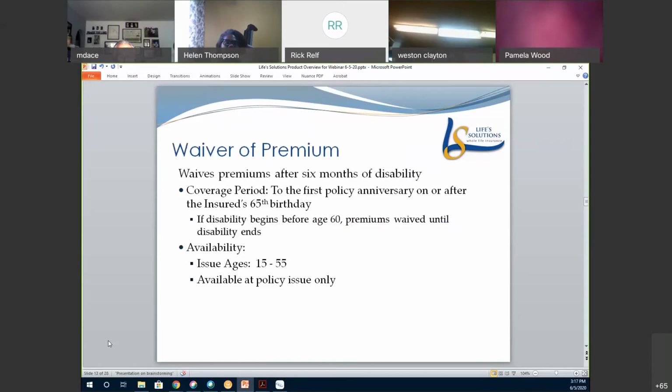Waiver, like ADB, a pretty standard rider on these types of products. What this does is if the individual has become disabled and they've suffered a disability for at least 6 months, they can file a claim. If it's approved, then it's waiving the premiums while they're disabled. And this goes on from the first policy anniversary on through till the anniversary right at their 65th birthday. Okay, and what you'll see here is issued through age 55, and it's only available at the time the policy is issued. All right, next slide, please.